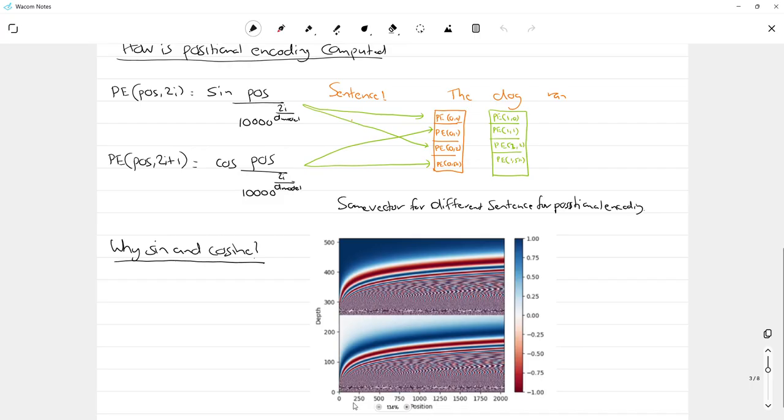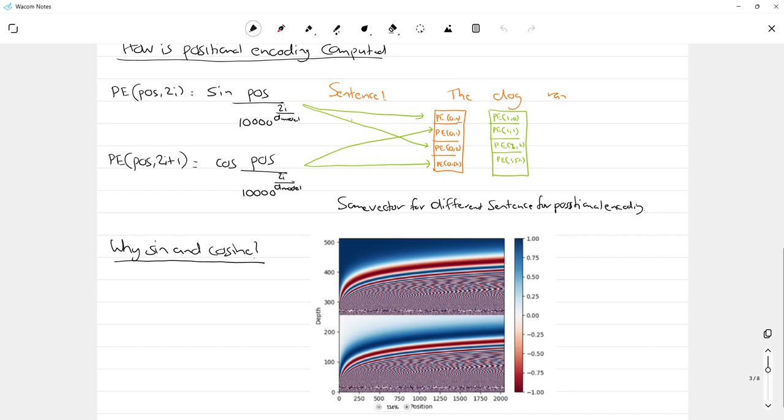Each horizontal line represents a position in the sequence. We have considered up to 2000 words here, and the color changes along the line indicate the value of the 512 dimensions, that is the depth. You can see a fixed undulating pattern for each position.